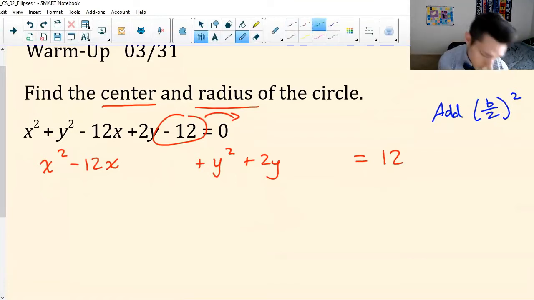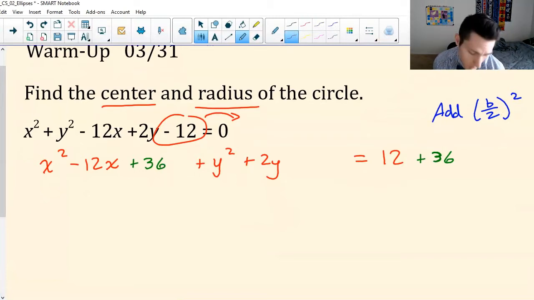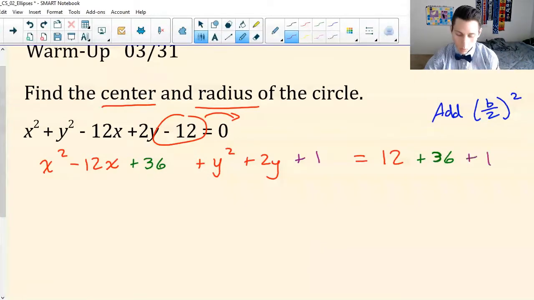So for the x, negative 12 over 2 is negative 6. Negative 6 squared is 36. So I add 36 to both sides because, of course, we always have to do the same thing to both sides of an equation. And then for the y terms, 2 divided by 2 is 1. 1 squared is 1. So I'm adding 1 to both sides. All right, so that's just completing the square. We have to do it twice, once for each variable.